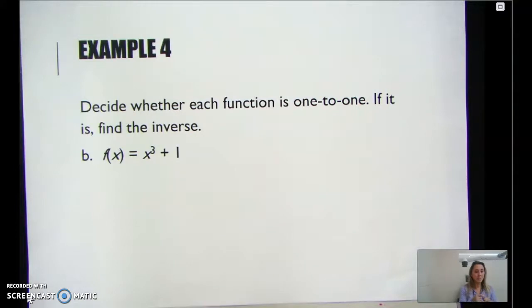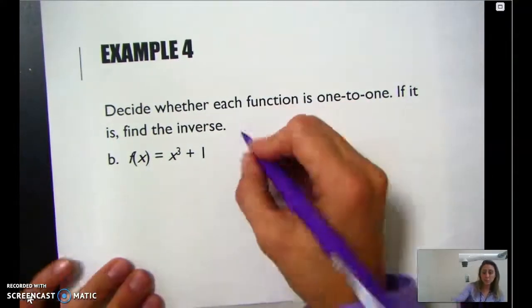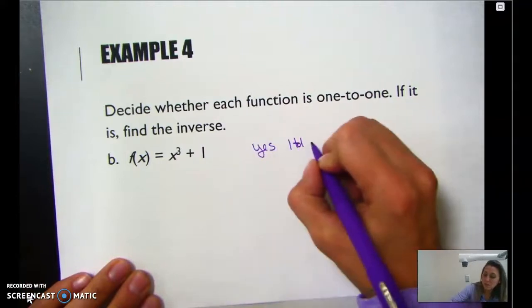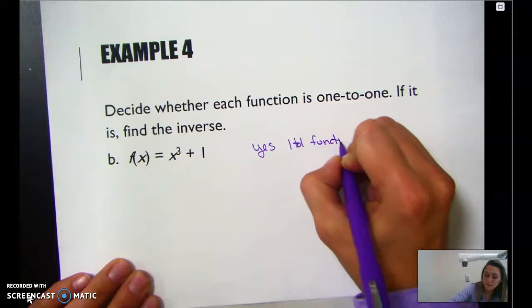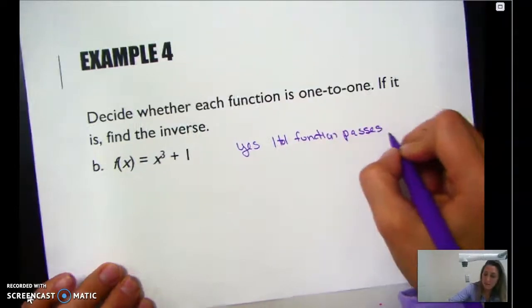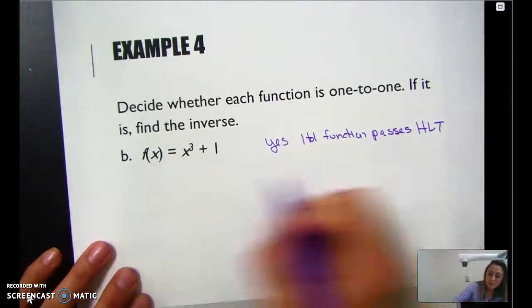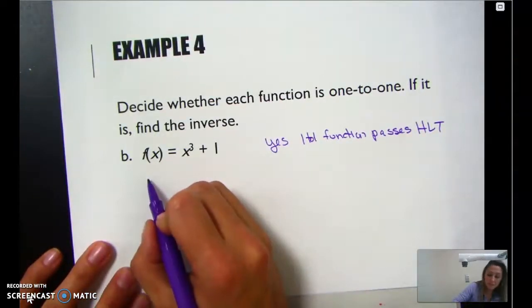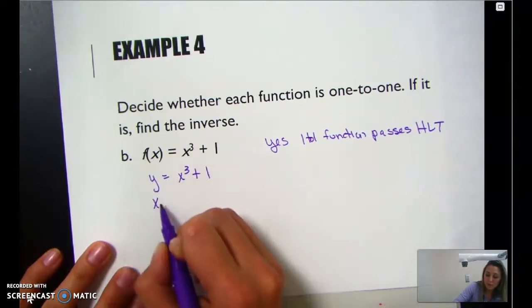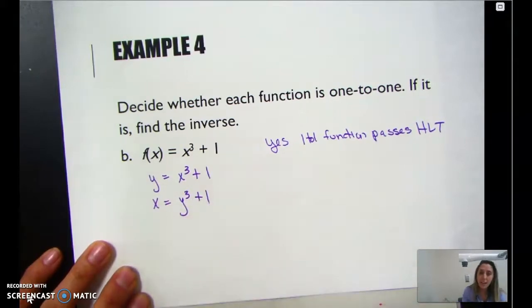All right, so since it is a one-to-one function, I need to write that. That is a one-to-one. Passes the horizontal line test. Okay? Now, I'm going to do the steps. First, write y equals. Then I need to switch the x and the y. Literally just that. Now I need to solve for y.